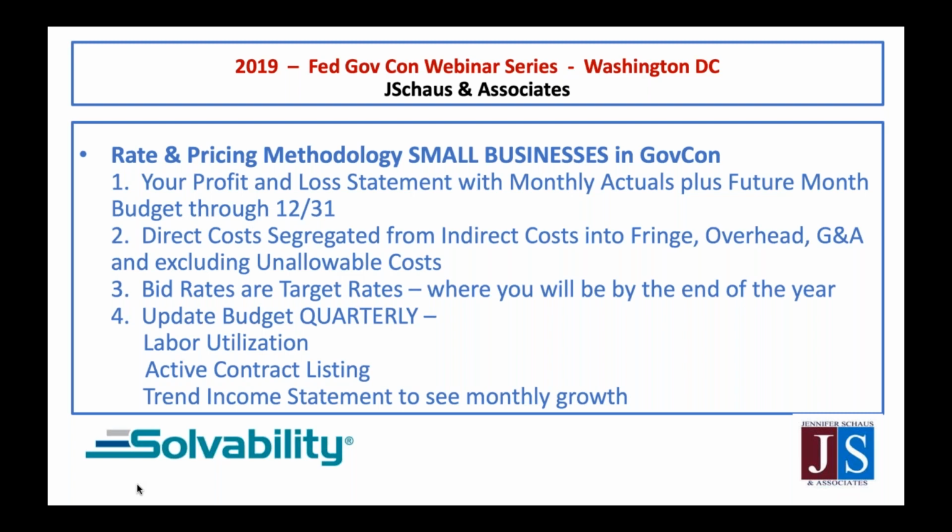And I usually recommend that people base that on 3 different reports. One's called your labor utilization, which is who's working on which contracts. The second one is your active contract listings, which contracts are in, which ones are about to end, which ones are about to start. And the last one is something I just call a trend income statement. And I just want to see where we're going on that overall.